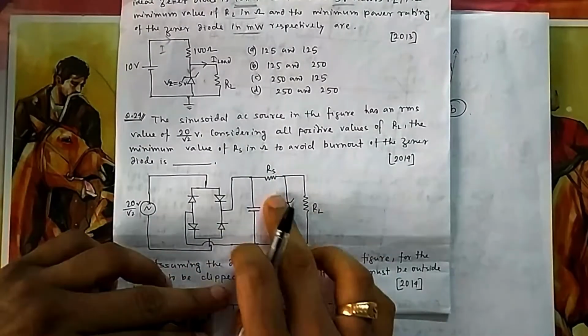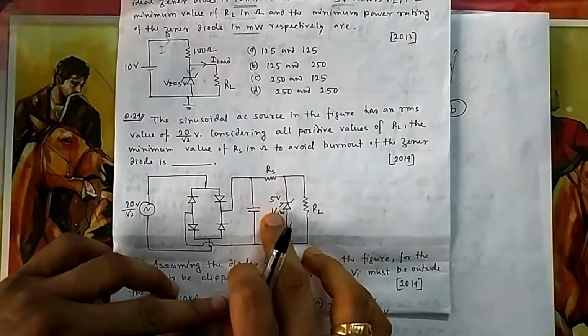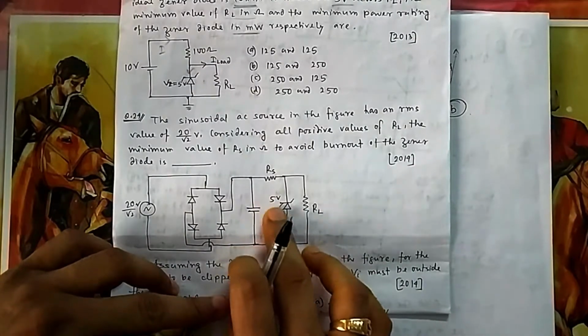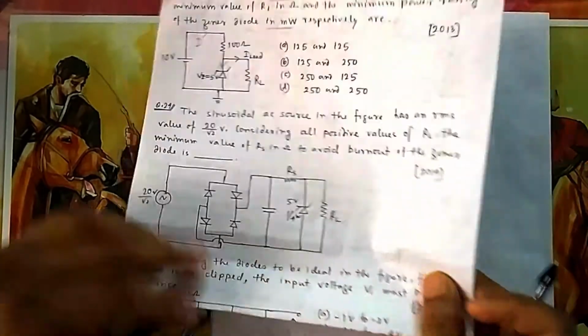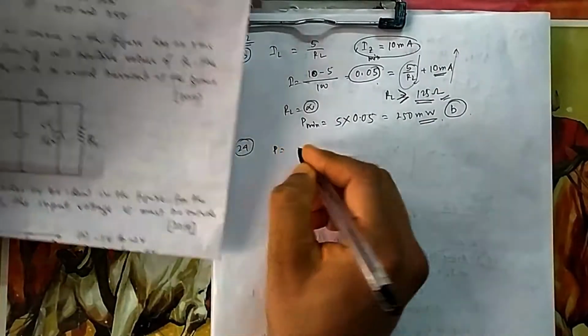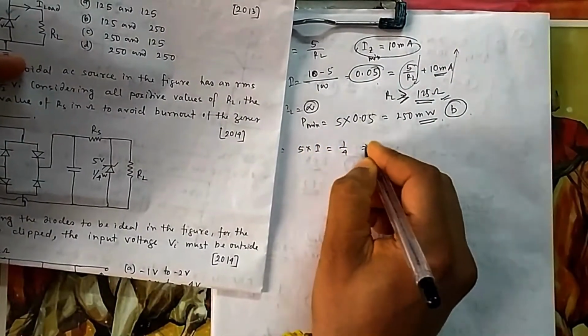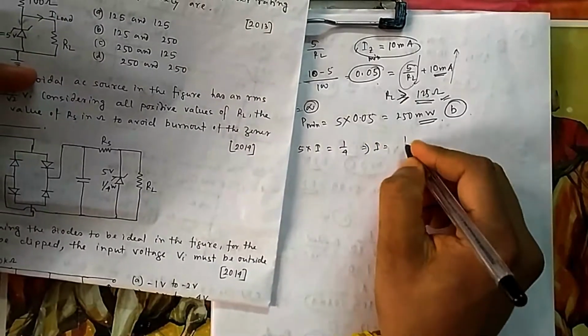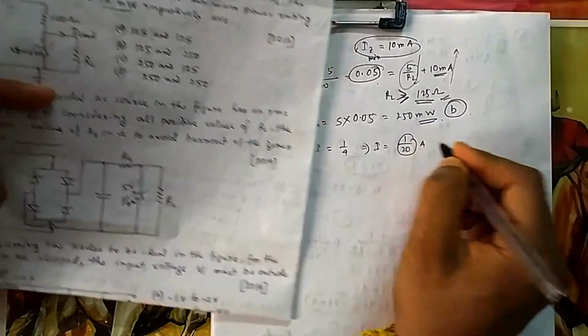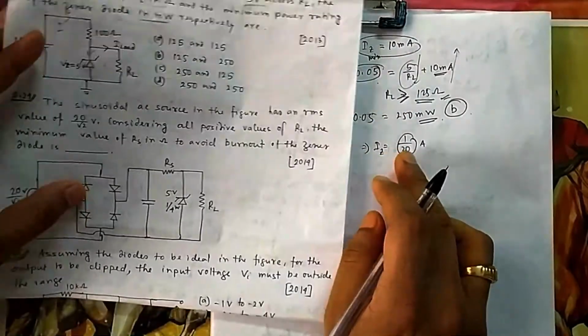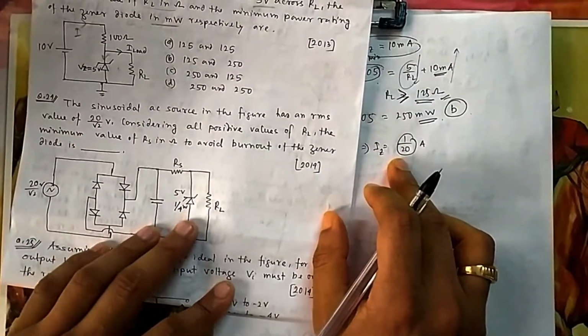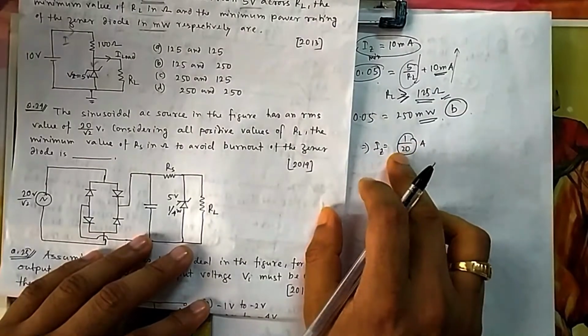Why? Because Zener wattage is given. So this current should not increase beyond this level, because they have fixed it. You see what is the maximum current they have given. Power is equal to 5 into current I, that should be equal to 1 by 4 watt. So I is equal to 1 by 20, as they have given. So your Zener current, that is IZ, should not at any instant of time cross this.